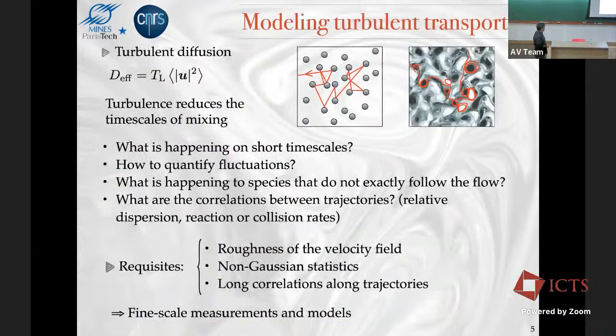Okay, so let's move on. What I've just tried to tell you is that turbulent diffusion can be modeled in this way. You have a large time scale times the typical amplitude of the turbulent fluctuations. Of course, as you were saying, turbulence is indeed increasing this diffusion coefficient, so decreasing the time scales of mixing, of course.